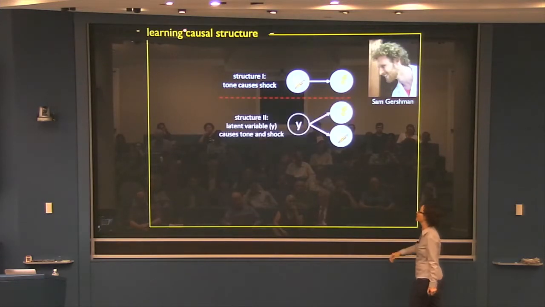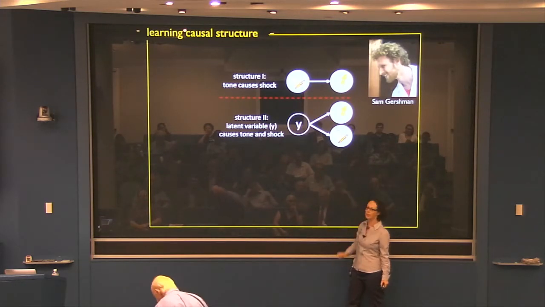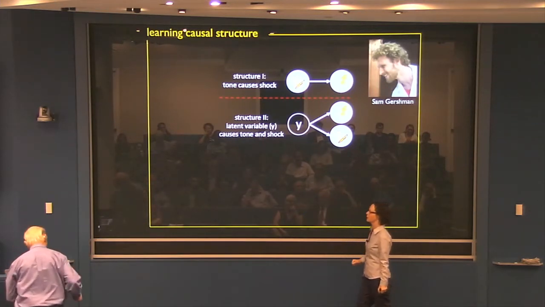In fact, what happened was the experimenter, a latent, a hidden cause here, caused both the tone and the shock. And so the true causal structure of the environment is not one in which tones cause shocks.